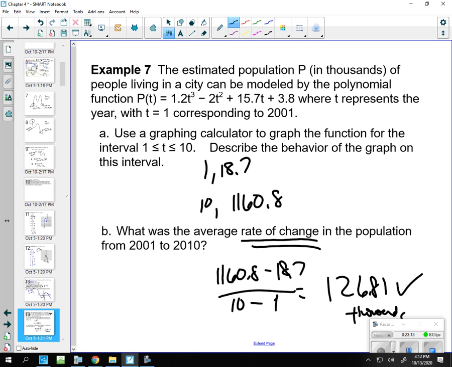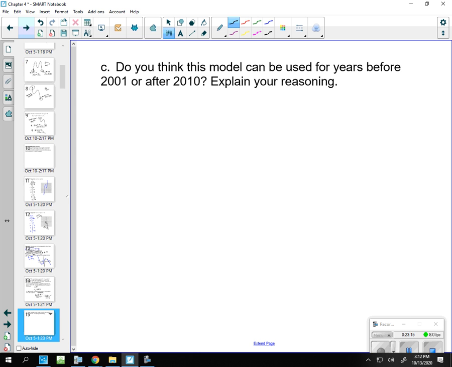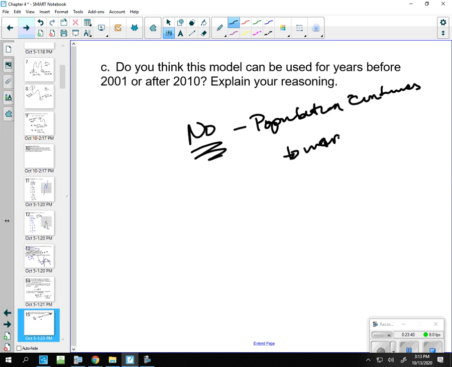People. Now, is this sustainable? Meaning, is a population really going to do this? Do you think this model can be used for years before 2001 or the years after 2010? No. There is no way that a population continues to increase at that rate. So there's logistics involved. Sometimes you can't use a model. Let's say you get a model, but again, it's not going to be realistic at this rate.